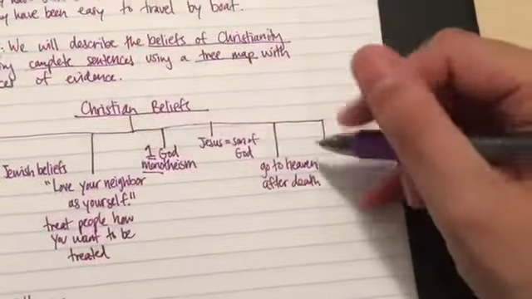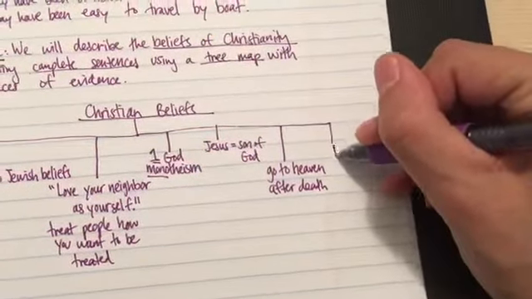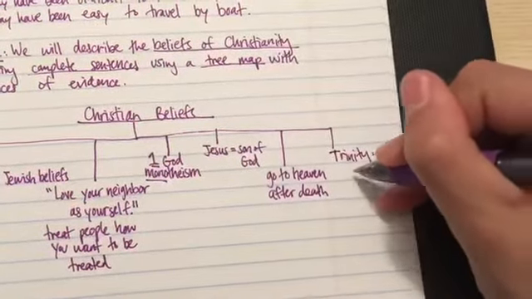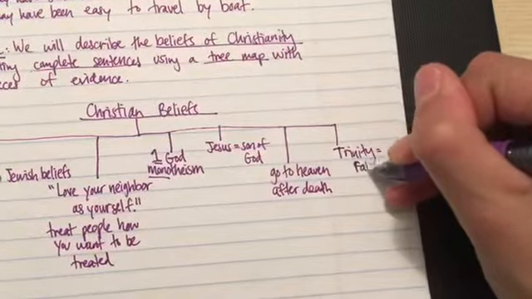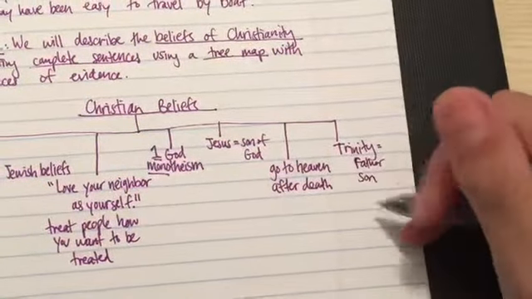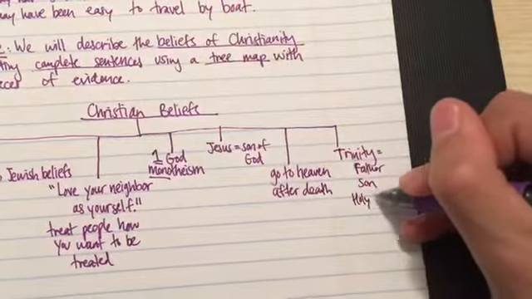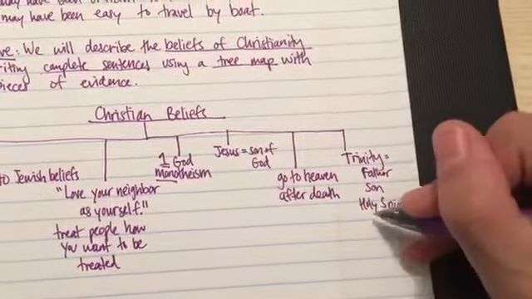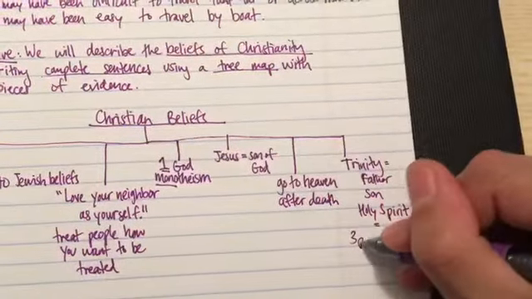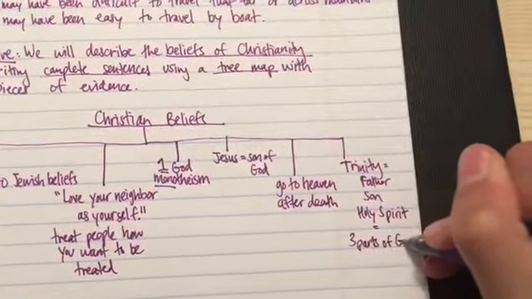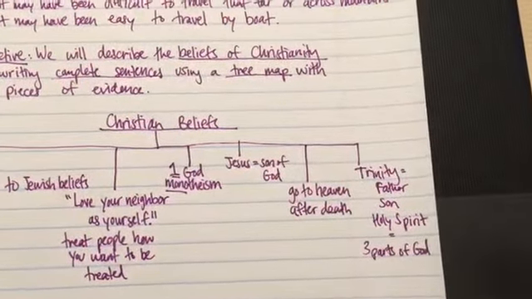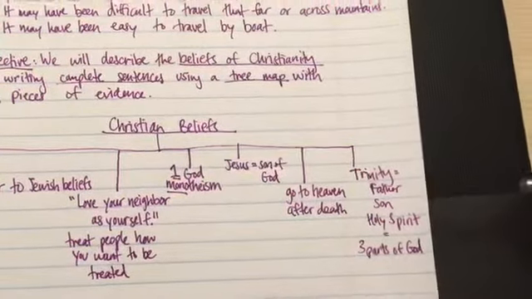I think we should definitely write down this idea of the Trinity. So I'm going to write down Trinity, which is Father, Son, and Holy Spirit. Okay, or in other words, three parts of God. I'm running out of space in my tree map, so let's see if I have anything else I need to write down and how I'll squeeze it in.